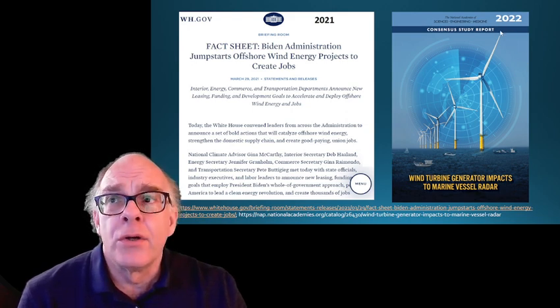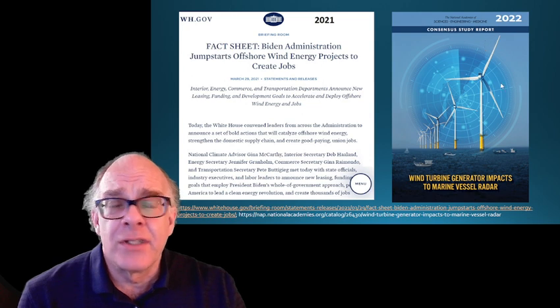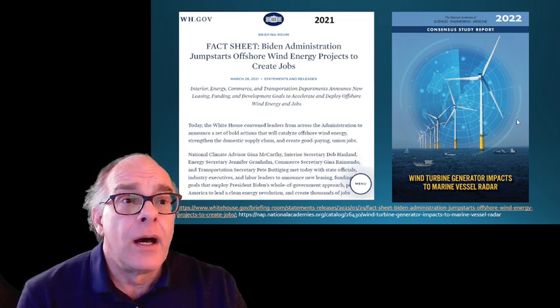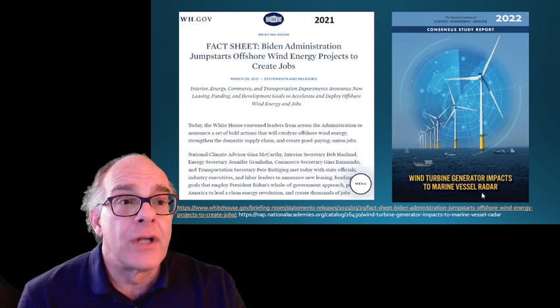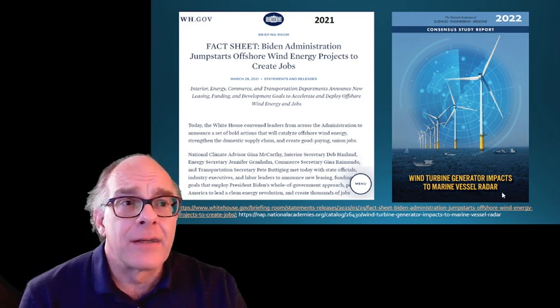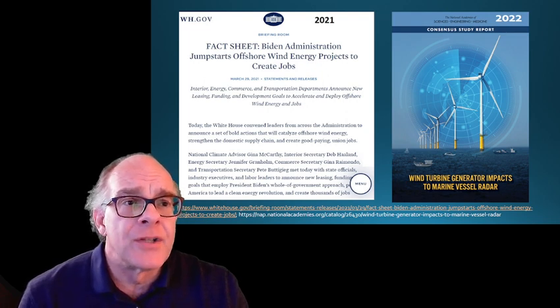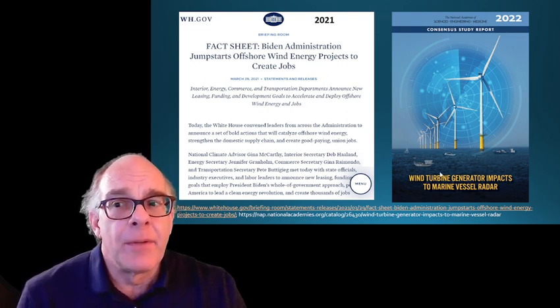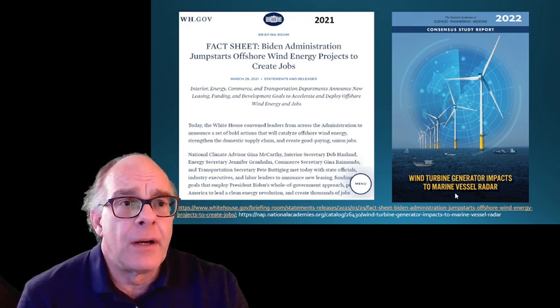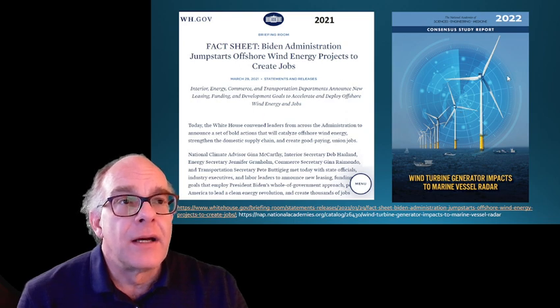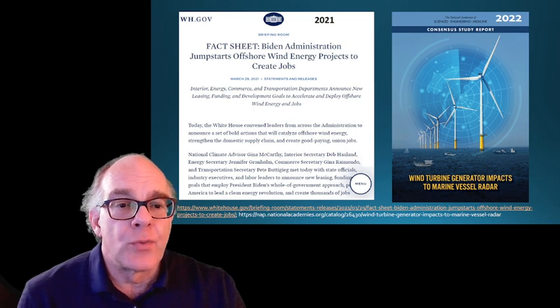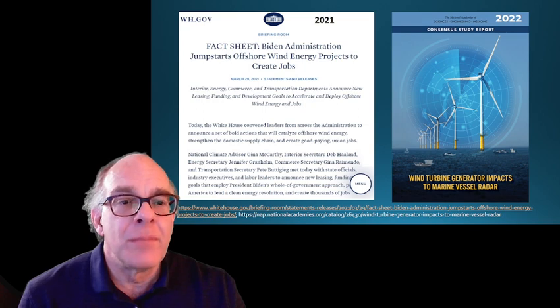A 2022 National Academy of Sciences consensus report has indicated that wind turbine generators do have some impact, the same risks associated with migratory seabirds, depending upon where the placement is. But it does appear to have some impact on marine vessel ship radar. The movement of the blades can cause a slight Doppler effect, which would interfere with the ship's radar, cause it to kind of see things that may not necessarily be there.